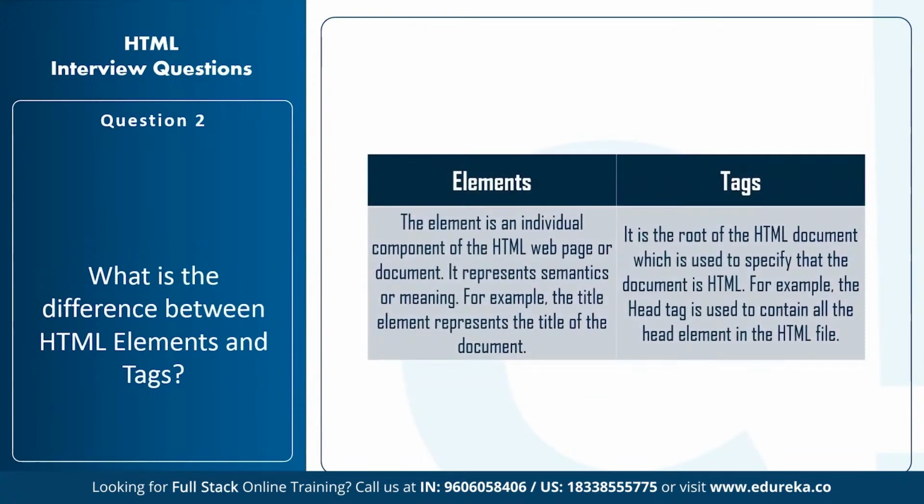People often get confused between these two things that we use commonly in HTML. The HTML element is an individual component of the HTML web page or document. For example, the title element represents the title of the document. On the other hand, we have the tags. The html tag is the root of the HTML document, which is used to specify that the document is HTML. For example, the head tag is used to contain all the head elements in the HTML file. So I hope now you're clear about how these two things are very different from each other.